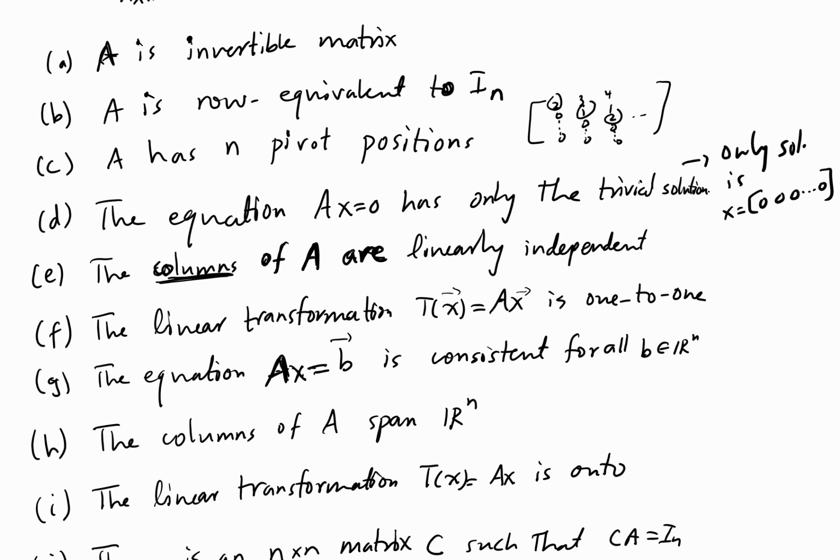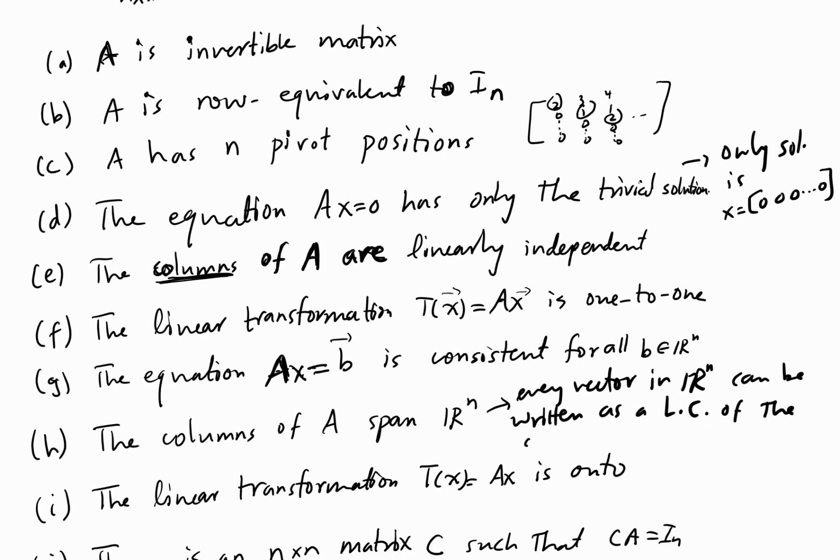Every vector in Rn can be written as a linear combination of the columns of A. Yes. So span means every vector in Rn can be written as a linear combination of the columns of A. Now you know what onto means.